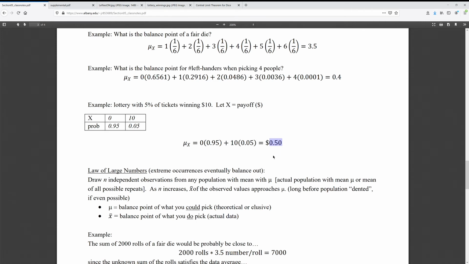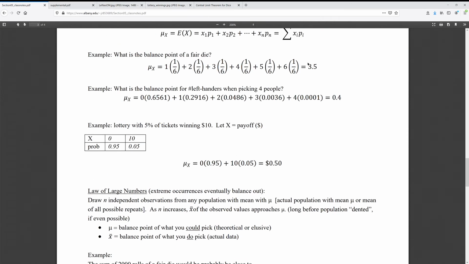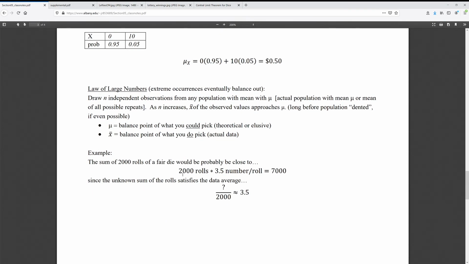We could reverse engineer this, of course. The example I do down here is for the dice. So given that 3.5 is the long-term average of many rolls of the die, if you roll the die 2,000 times, 3.5 per roll, well, the larger this is, the truer this is. It won't work for 5 rolls, but the larger the number of repeats, the more likely you are to get something close to the average of all possible repeats.